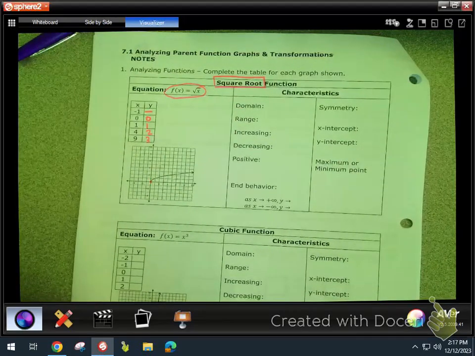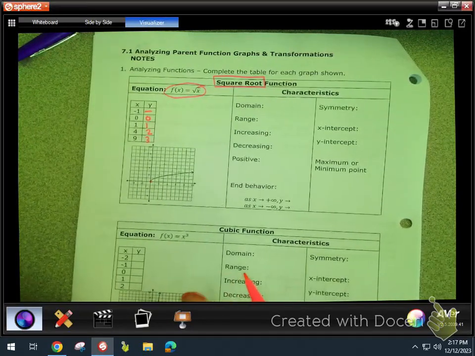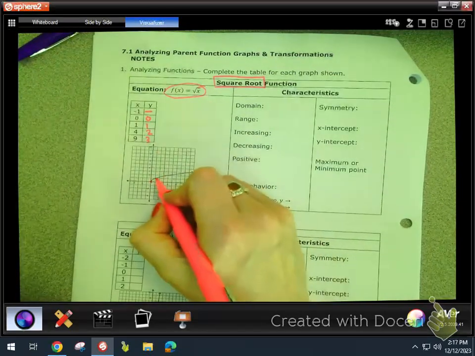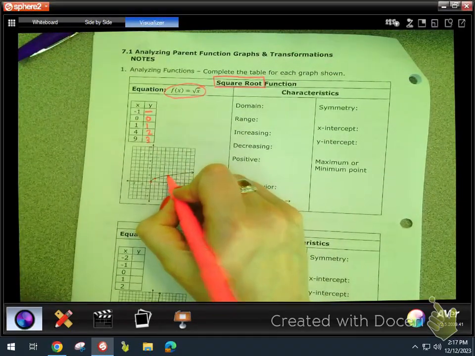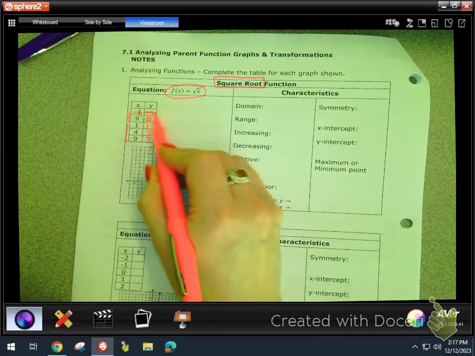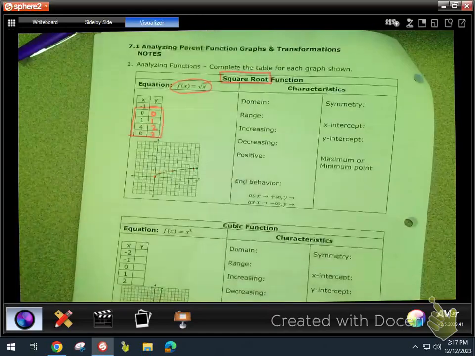So with these, we want to be strategic in which x values we use, because we want to take ones that are perfect squares so that we can get nice, pretty whole numbers. You'll see all these points on the graph, but these are the ones that you'll use: (0, 0), (1, 1), (4, 2), (9, 3).